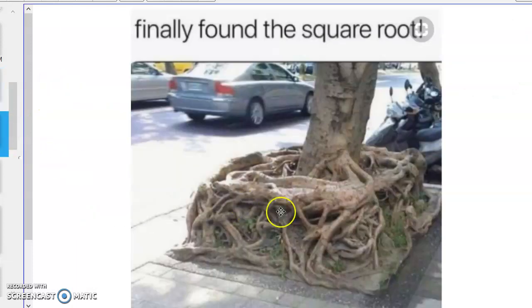So first up, a little joke for you. I finally found the square root here. That's the square root that some of you might have been thinking about, but that's not exactly what we're going to be finding in class today.